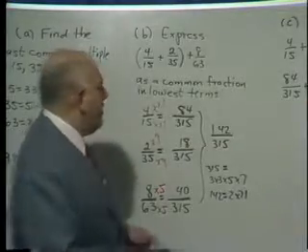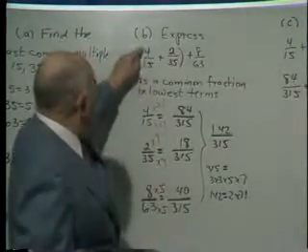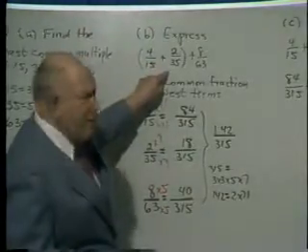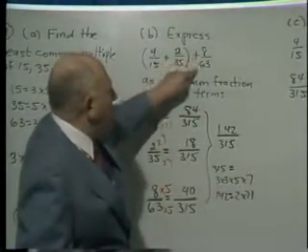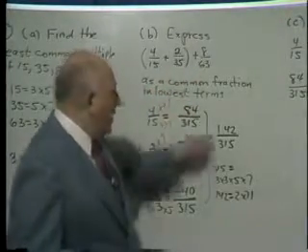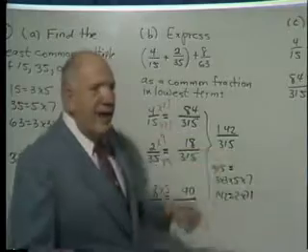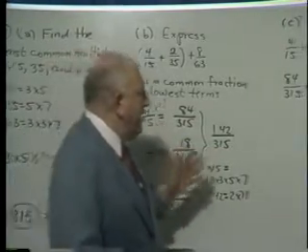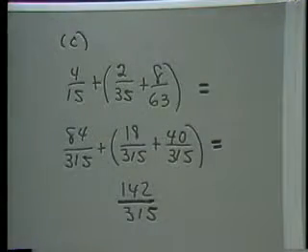Again, going back to a business example, if somebody pays 4/15 of your expenses and somebody else pays 2/35 of your expenses, then you find a third person to pay 8/63 of your expenses. Between the three of them, they pay $142 out of every $315 that you spend. And by the way, part C is exactly the same problem, and I want you to see that.